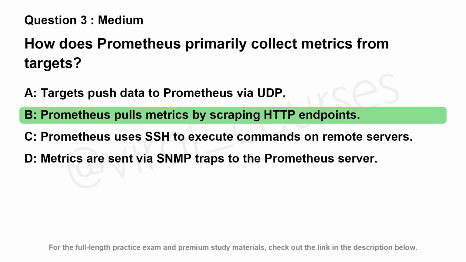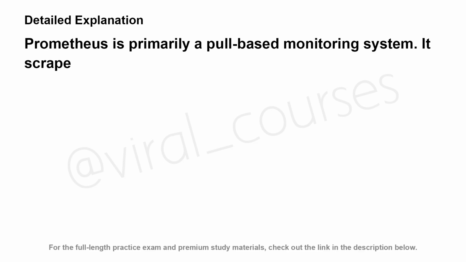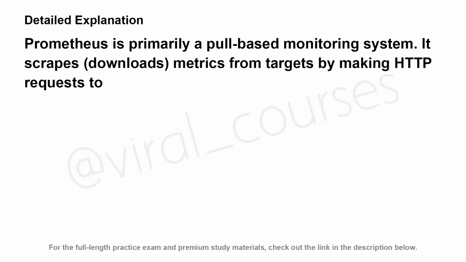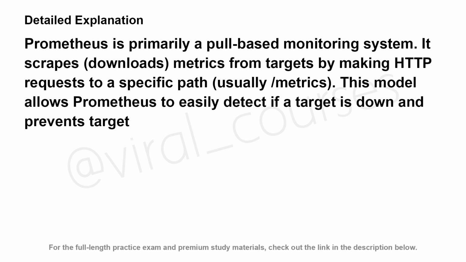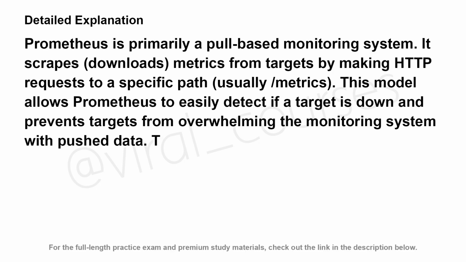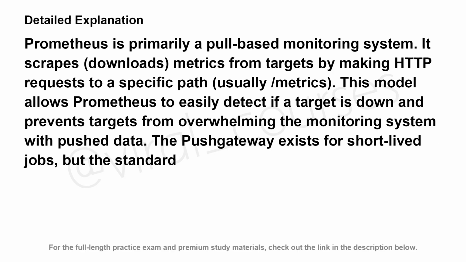The correct answer is B. Prometheus is primarily a pull-based monitoring system. It scrapes, downloads, metrics from targets by making HTTP requests to a specific path, usually /metrics. This model allows Prometheus to easily detect if a target is down and prevents targets from overwhelming the monitoring system with pushed data. The Pushgateway exists for short-lived jobs, but the standard remains the pull model.